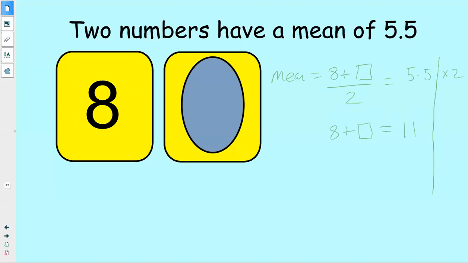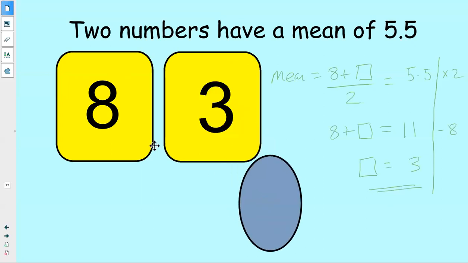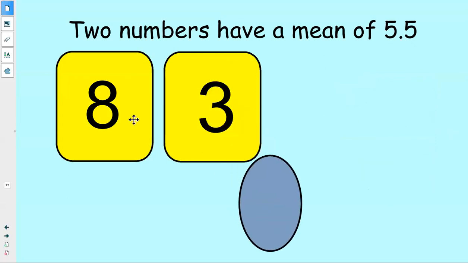How do you undo plus 8? Subtract or take away 8. The unknown value is equal to 3. Again, let's double check. Perfect. Next.